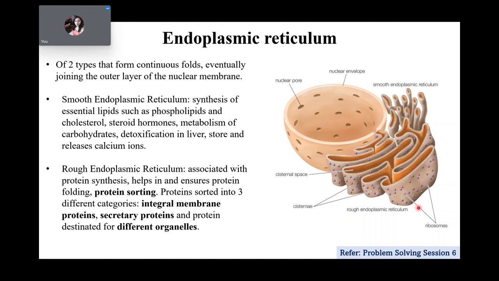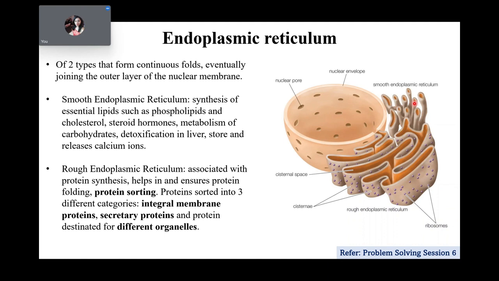These ribosomes give the appearance of a very rigid, rough structure, because of which this part is called the rough endoplasmic reticulum. The surfaces which do not have ribosomes give a very smooth, shiny look. That's why it's called the smooth endoplasmic reticulum.